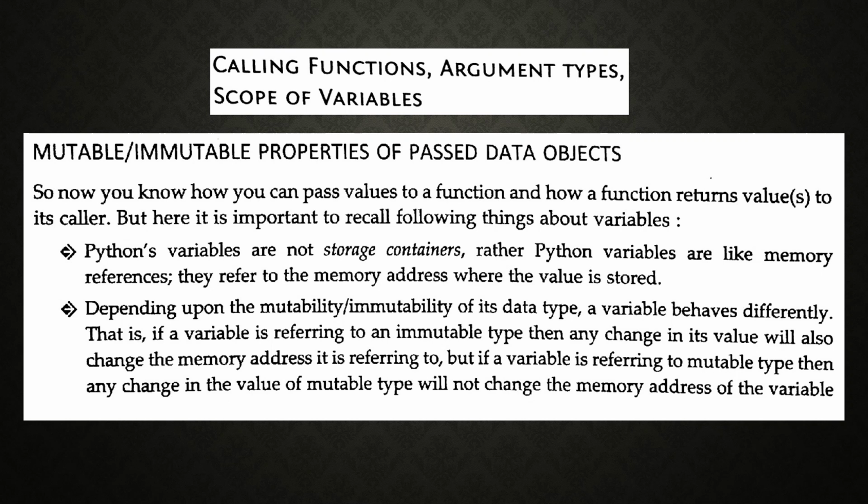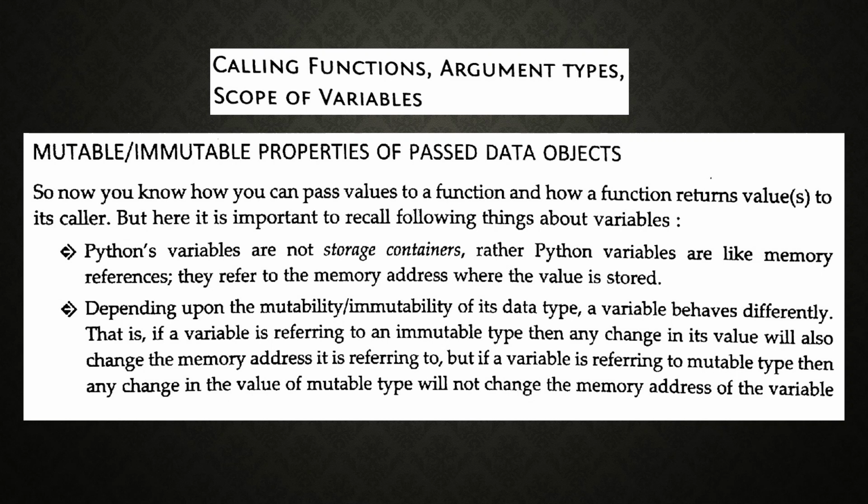That is, if a variable is referring to an immutable type, then any change in its value will also change the memory address it is referring to. But if a variable is referring to a mutable type, then any change in the value of the mutable type will not change the memory address of the variable. If you are using a mutable type, the memory address will be the same. If you are using an immutable type, then the memory address will be in a different location.